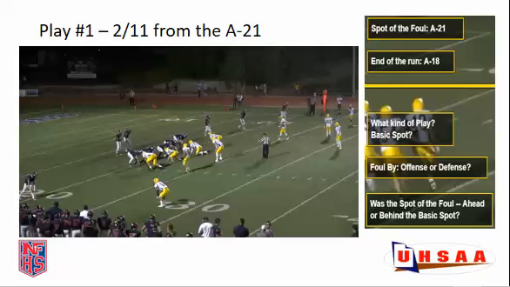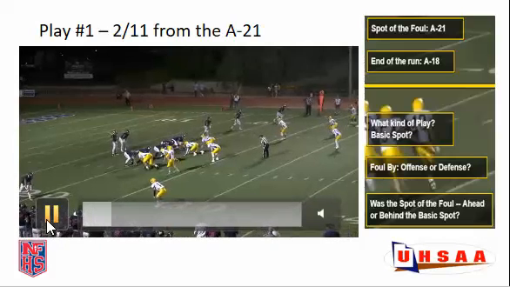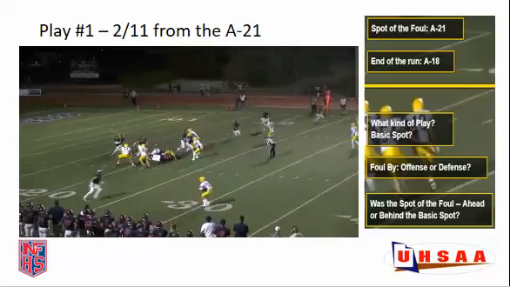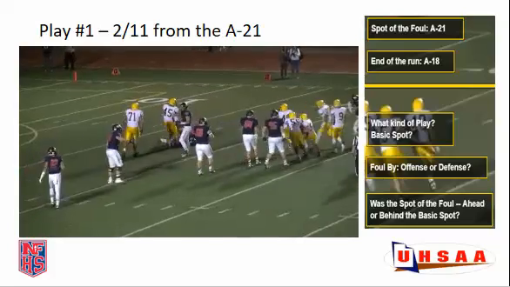The play will start at the 21-yard line and it will end at the 18-yard line. The spot of the foul will be the 21-yard line. So let's look at this play. Watch the defensive tackle, the center, and the right guard. There's the chop block, the high-low double team. The runner is tackled at the 18-yard line.